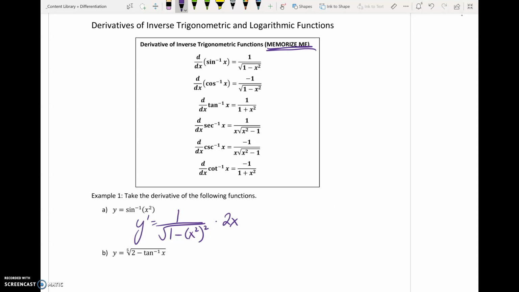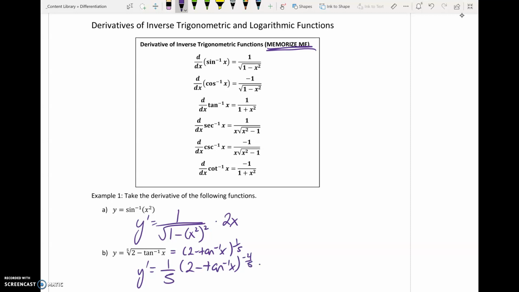For b, we're going to change this into exponential form because it's in radical form right now. So equivalently, we can change this to the power of 1/5. And then we'll take the derivative. Using the chain rule, the outside function is the power. So we're going to use our power rule first. We're going to bring down the 1 over 5, leave the inside alone, and then subtract 1 from 1 over 5.